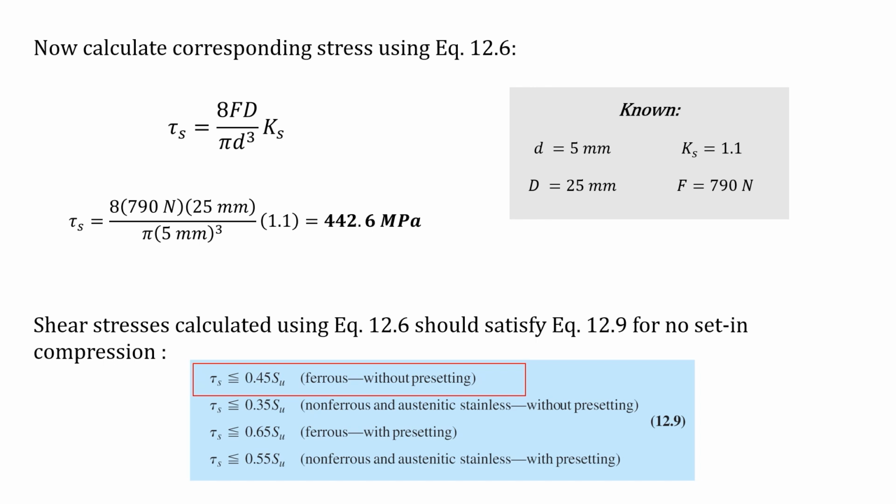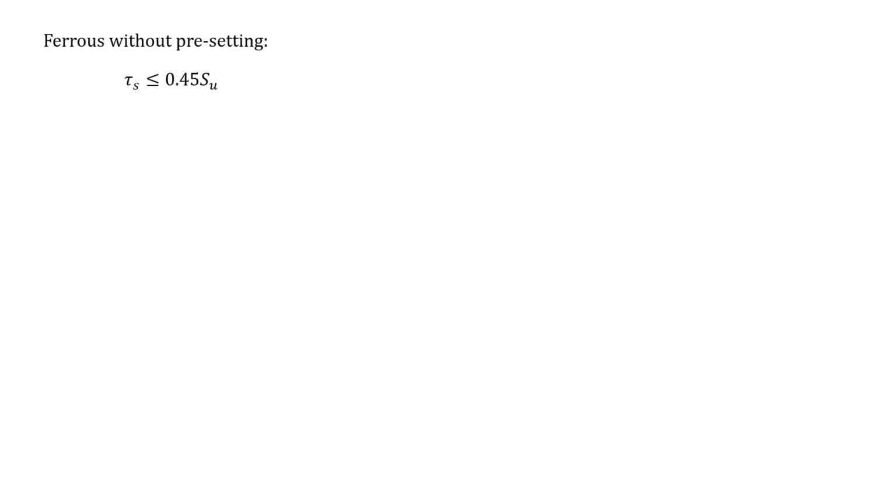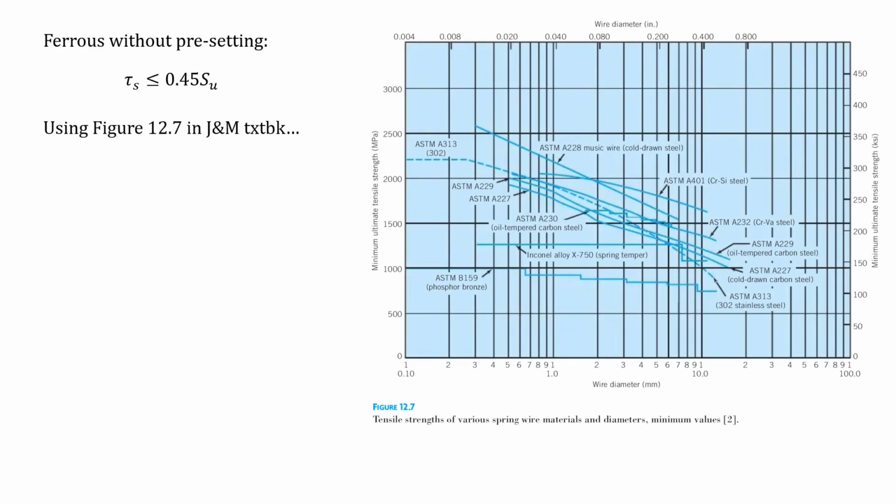The question will usually tell you whether there's presetting or no presetting right in the question. So that's not something that you need to guess. So we have our condition for the shear stress, and you need to use figure 12.7 in your textbook to figure out if this satisfies the condition.